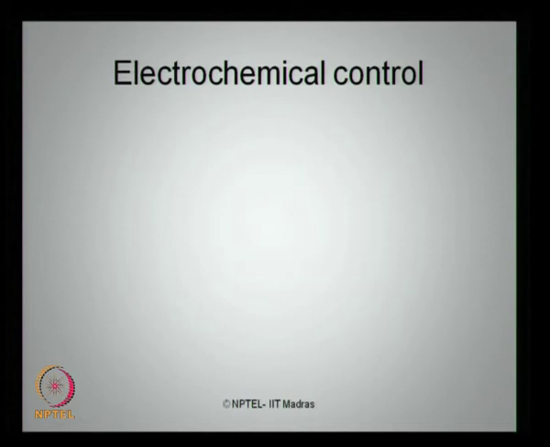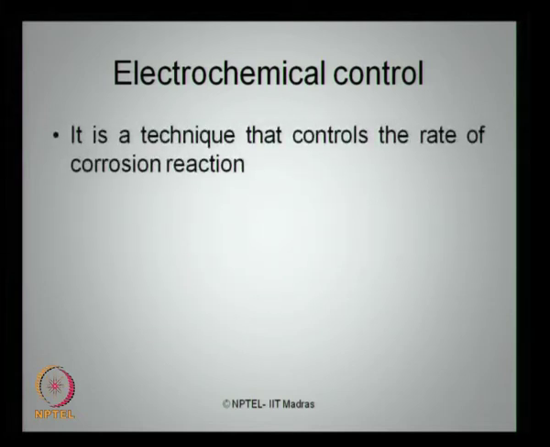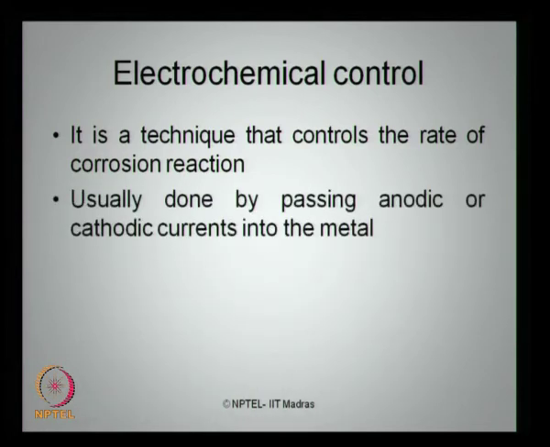You can also control the electrochemical reaction happening, which is equally responsible for a corrosion process. Electrochemical reaction control is a technique which controls the rate of the corrosion reaction. It is usually done by passing an anodic or a cathodic current inside the metal.